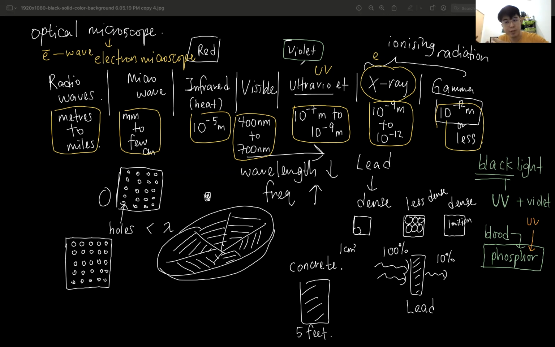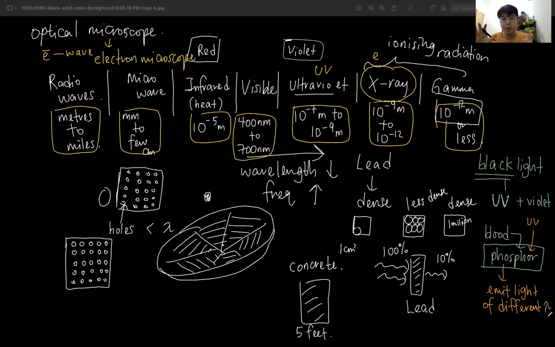Towards the right region of the spectrum, they have higher energy, right? So this has enough energy that if you shine on the blood, the content of the blood, the phosphor, it absorbs this UV, and then it can emit another wave of different wavelength. In other words, they emit light of different wavelength.